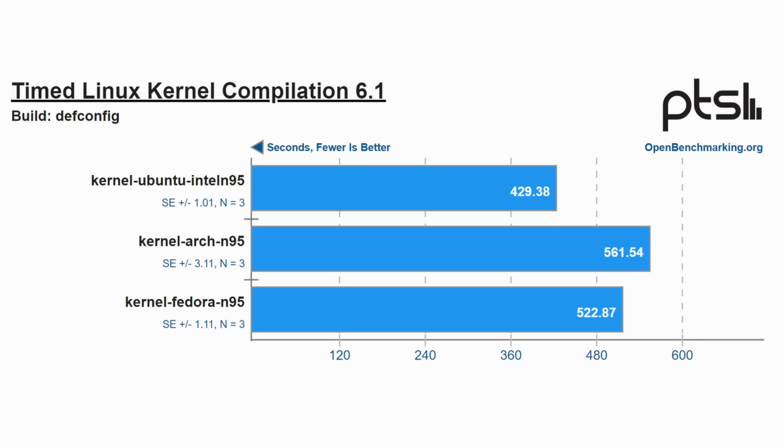Now this very last test doesn't have a Windows component, but since I was running all these, I was kind of interested: how quickly can these operating systems compile the Linux kernel? This was in seconds, so the fewer the better, and in this case, Ubuntu had a clear advantage in kernel compiling at 429 seconds versus Fedora at 522 seconds, and Arch Linux at 561 seconds.